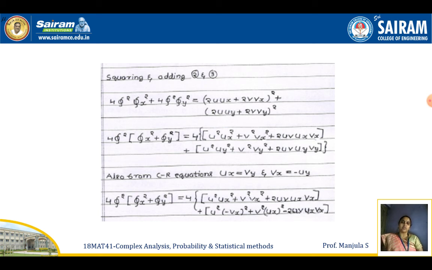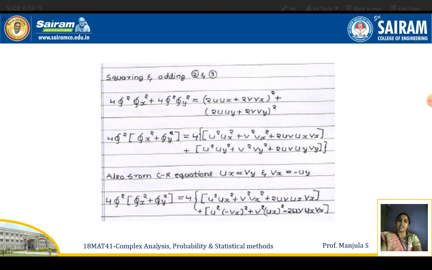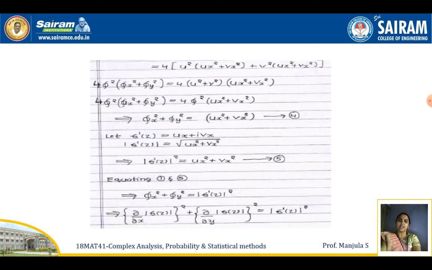Those two results you just substitute in the previous equation, so that equation can be written as 4φ²(φx² + φy²) equals 4 into u²ux² + v²vx² + 2uv ux vx + u²vx² + v²ux² − 2uv ux vx. Like this we can write. Here the 4 term we can cancel on both sides. So after cancelling, φ²(φx² + φy²) equals (u² + v²)(ux² + vx²).